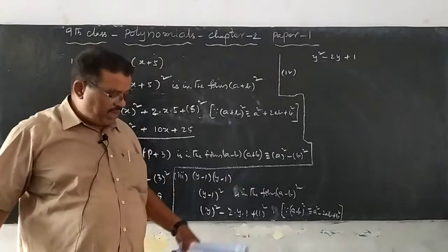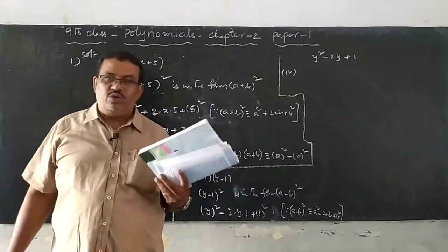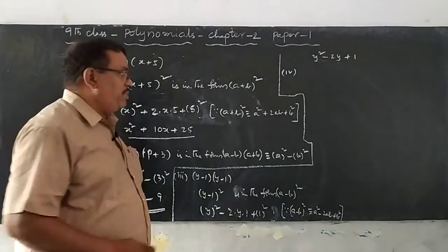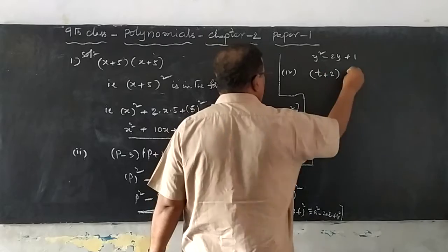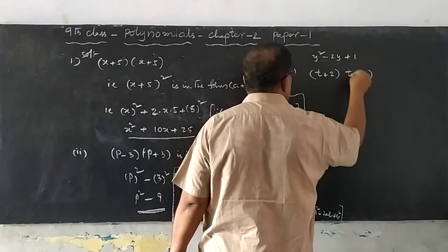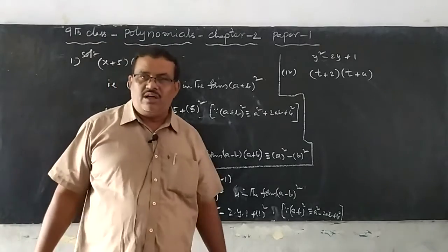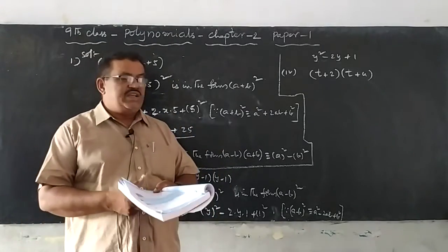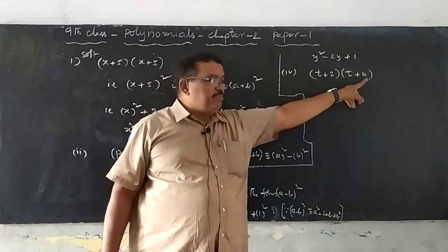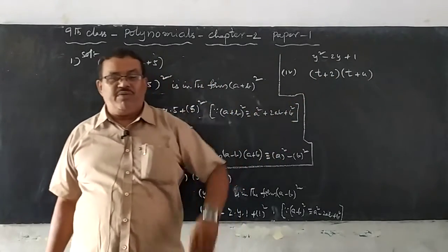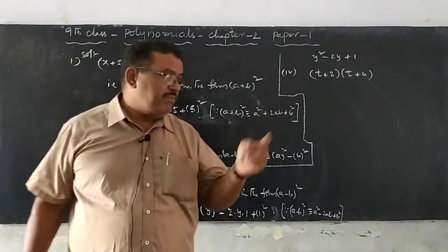Now go through the fourth problem given in the Do This: t plus 2 into t plus 4. How do we have to do it here? Let us see. Once again recall what we learned previously. This is in the form x plus a into x plus b. The formula for x plus a into x plus b is x square plus a plus b into x plus ab.